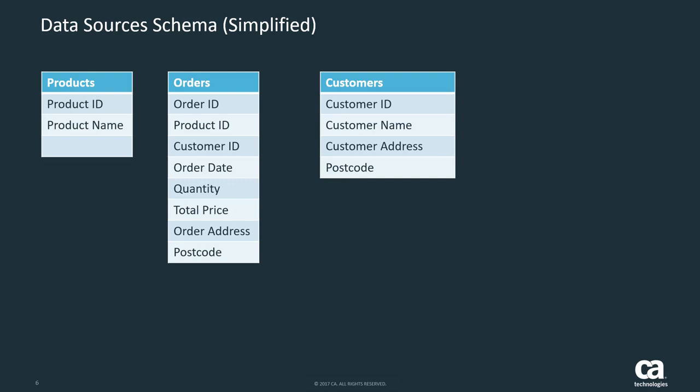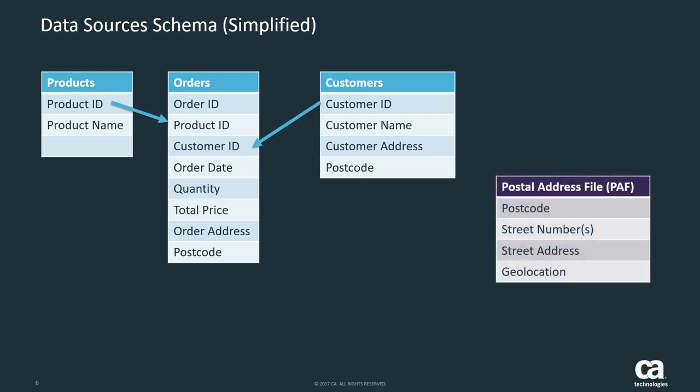So here are our three source tables: products, orders and customers, and the products are linked to the orders by a product ID, and a customer ID links customers to the orders as well. We also have a postal address file, PAF if you like, and the addresses in the orders and in the customer records will be matched against the postal address file.